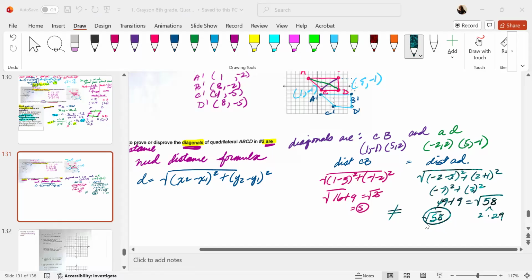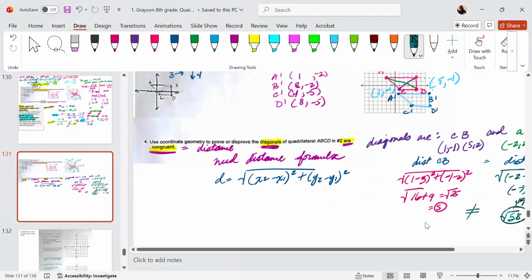Are the diagonals the same? No. So then write that down. So the diagonal of CB is not equal to AD because CB is 5 and AD is square root of 58, right? So go back to the question. It says use coordinate geometry to prove or disprove. So you say, I disprove the diagonals of quadrilateral ABCD in number 2 are not congruent. Does that make sense?